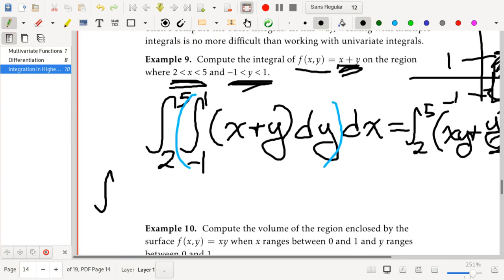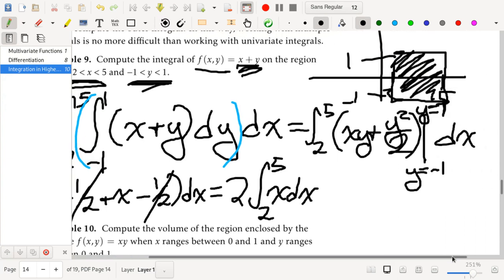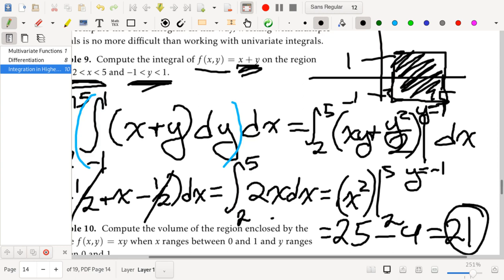We're going to end up now with the integral from 2 to 5. When we evaluate that, we're going to have x times 1 plus 1 half, minus x times negative 1, so this will be plus x, minus 1 half. All right, and then we're going to integrate by dx last. The 1 halves cancel out, so we end up with 2 times the integral from 2 to 5 of x dx. Oh, wait. Actually, it's more advantageous to put the 2 inside of the integral. So we got the integral from 2 to 5 of 2x dx. It's more advantageous to do that because the antiderivative of this is going to be x squared. Then we evaluate from 2 to 5. This will be 25 minus 4, which is 21. So this integral is 21.